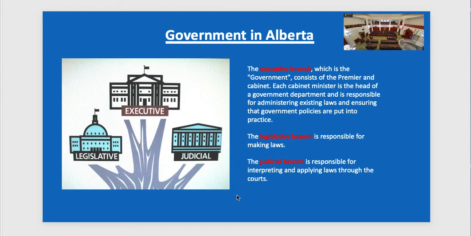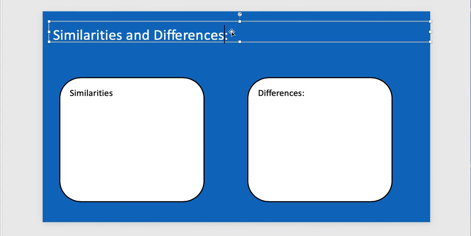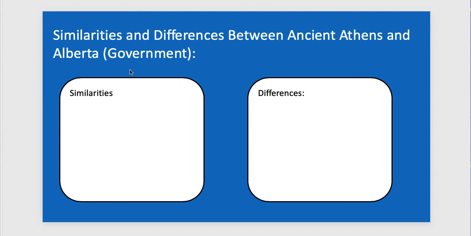Again, we're just giving you some background information you should have already learned, so you can start to think: how is this similar, and how is this different to ancient Athens? That's exactly what you have to do: similarities and differences between ancient Athens and Alberta. I'm going to put in brackets, because I know some might get confused, that you're thinking about the government. What's similar about the government? What is different about the government?